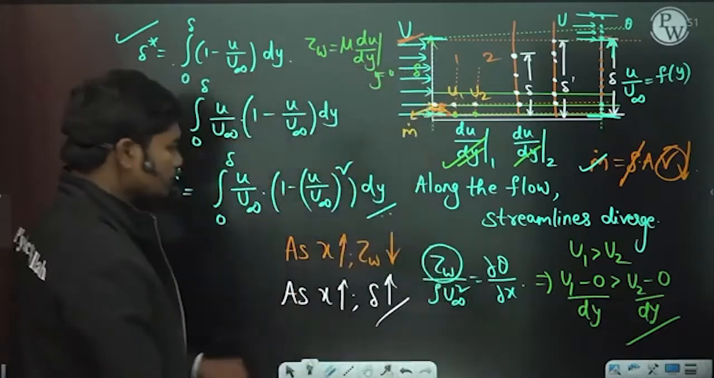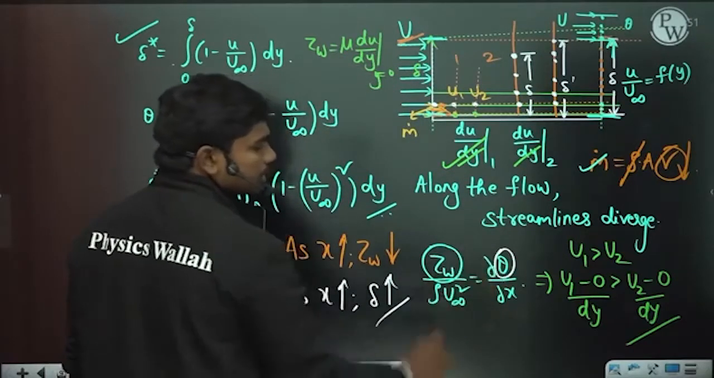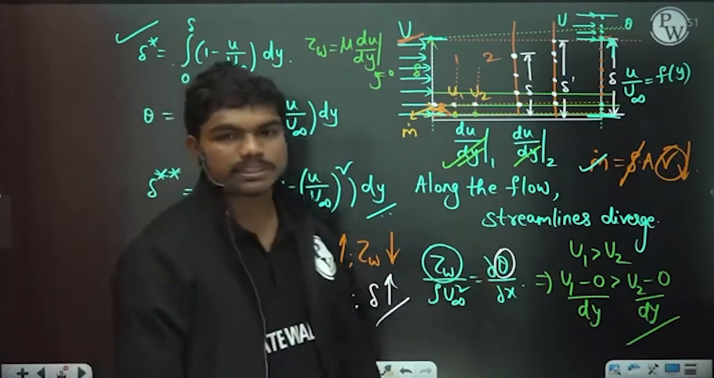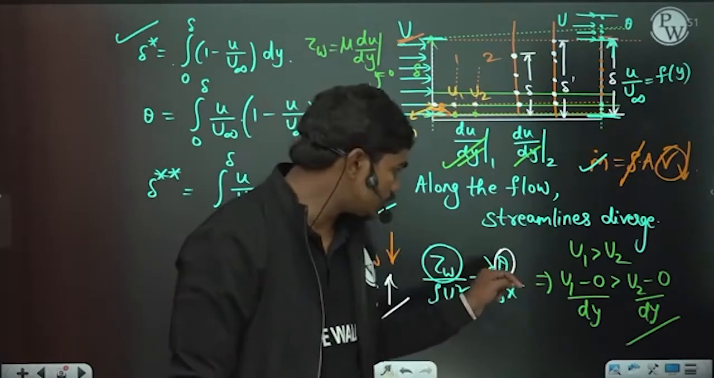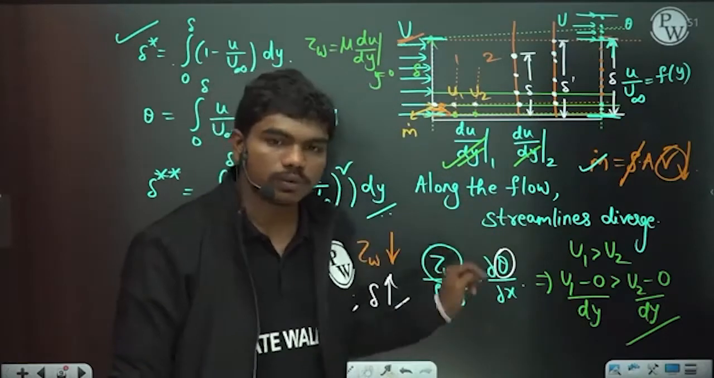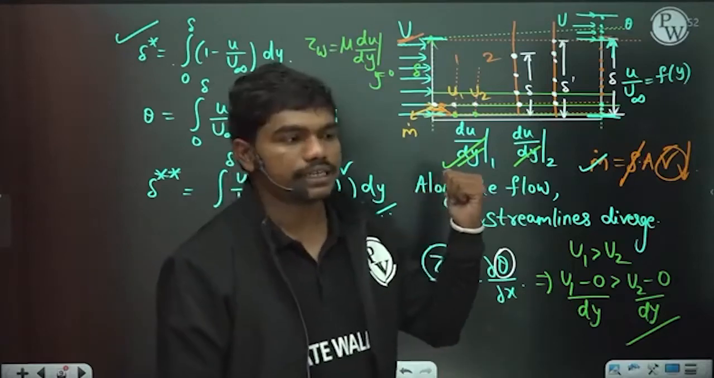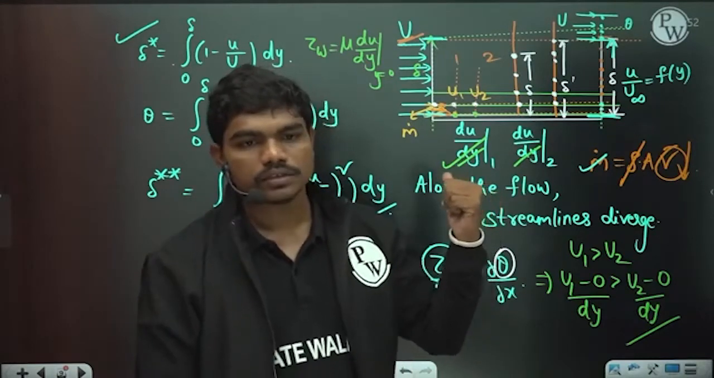In this integration, depending upon the velocity profile, we'll calculate theta. Then we'll get an expression between delta and x. Once you get tau_w, we'll calculate the drag force like we did in the previous case. Clear?